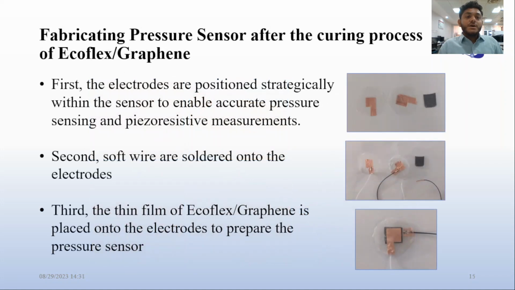Moving towards fabricating a pressure sensor after the curing process of the EcoFlex and graphene thin layer. Very first, the electrodes are positioned strategically within the sensor to enable accurate pressure sensing and piezoresistive measurements. Second, soft wires are soldered onto the electrodes, as you can see in picture number 2. And third, the thin film of EcoFlex is placed onto the electrodes to prepare the pressure sensor.